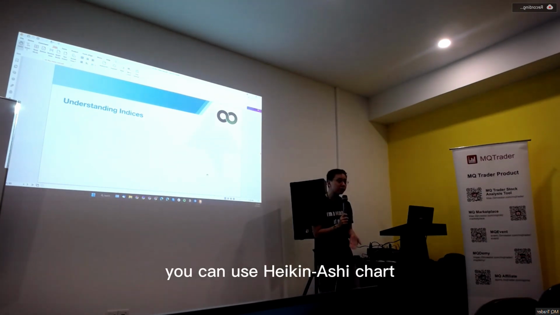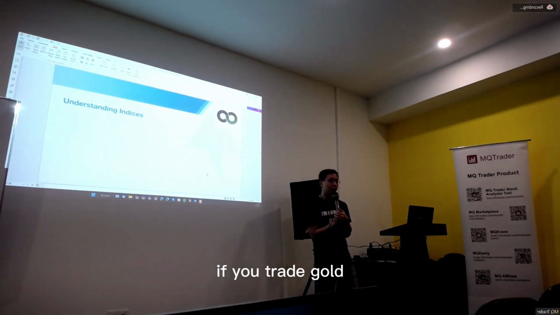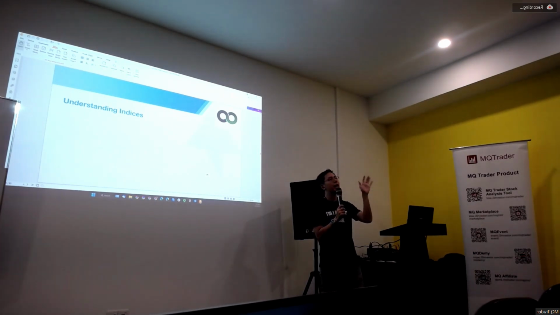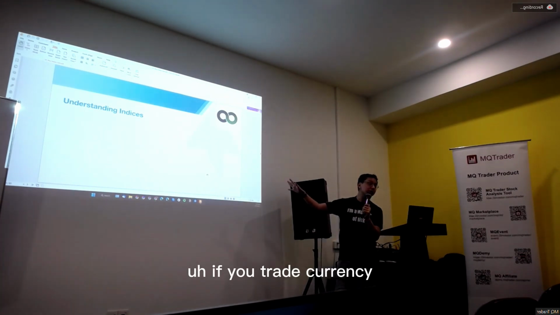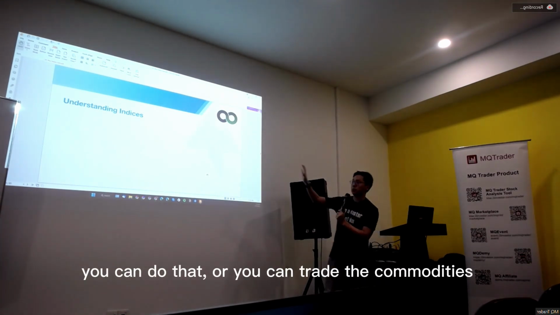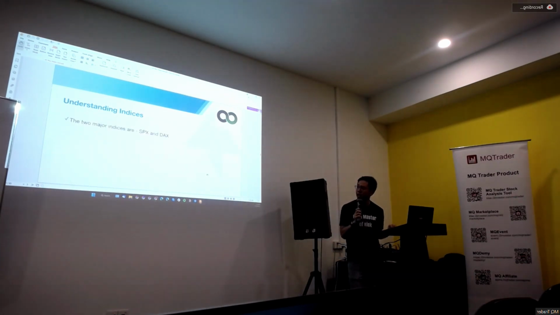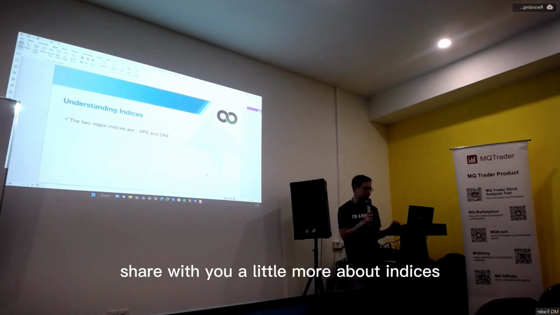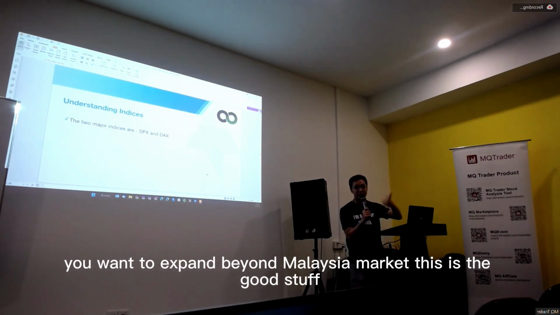Okay, so of course, you can use Heikin-Ashi chart and apply this chart on any instrument. If you trade gold, you can apply it on gold. If you trade the Malaysia KLCI, you can apply that as well. If you trade currencies, you can do that as well. You trade commodities, you can do that. Today, we'll touch on indices, which is the US and the German DAX. Okay? So why these two? And why today I want to highlight it, share with you a little bit more about indices, because if today you want to expand beyond the Malaysia market, this is a good start.